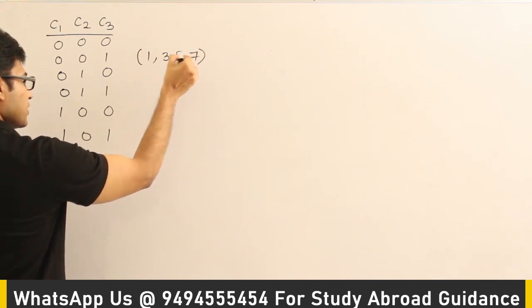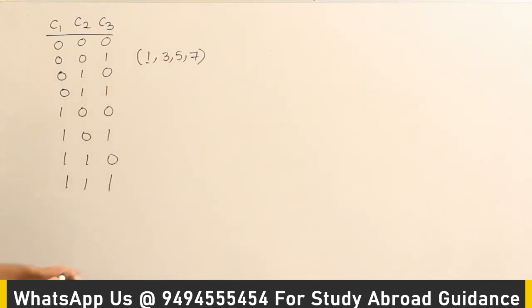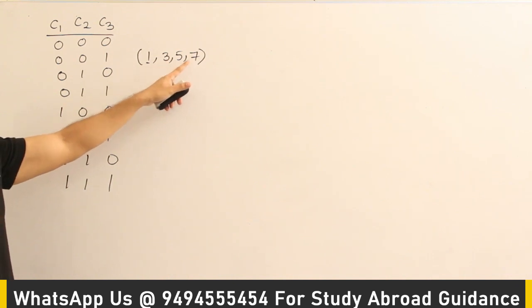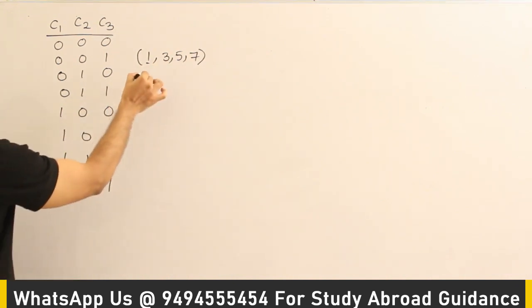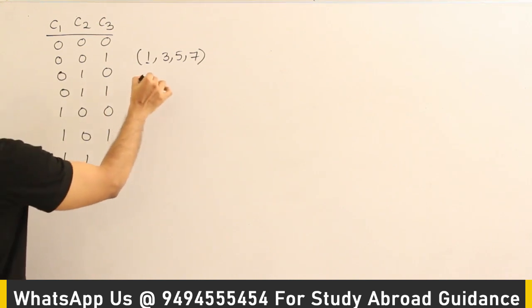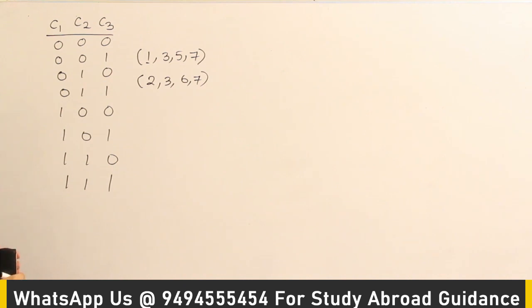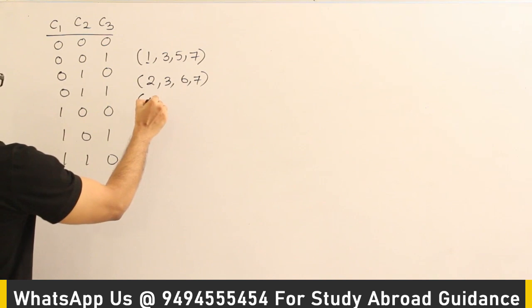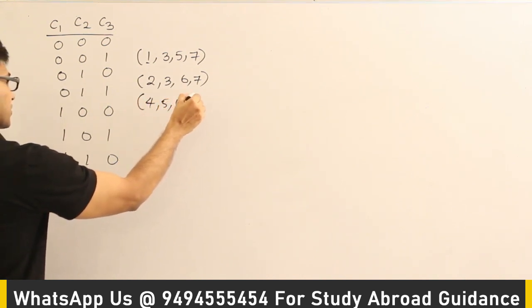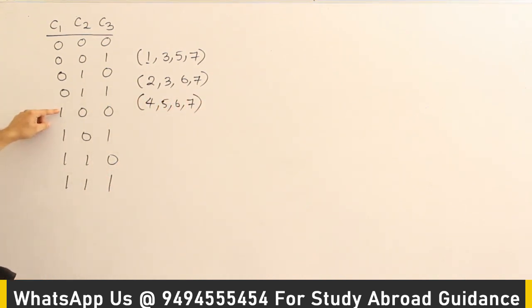So from this you can understand that the parity bit at position number 1 is supposed to take care of the message bits 3, 5 and 7. And similarly, if you look at C2, it is going to give you 2, 3, 6, 7. So what does it mean? The parity bit at position number 2 is going to take care of message bits 3, 6 and 7. And if you look at C1, it is going to give you 4, 5, 6, 7. What does it mean? The parity bit at position number 4 is going to take care of message bits 5, 6, 7, right?